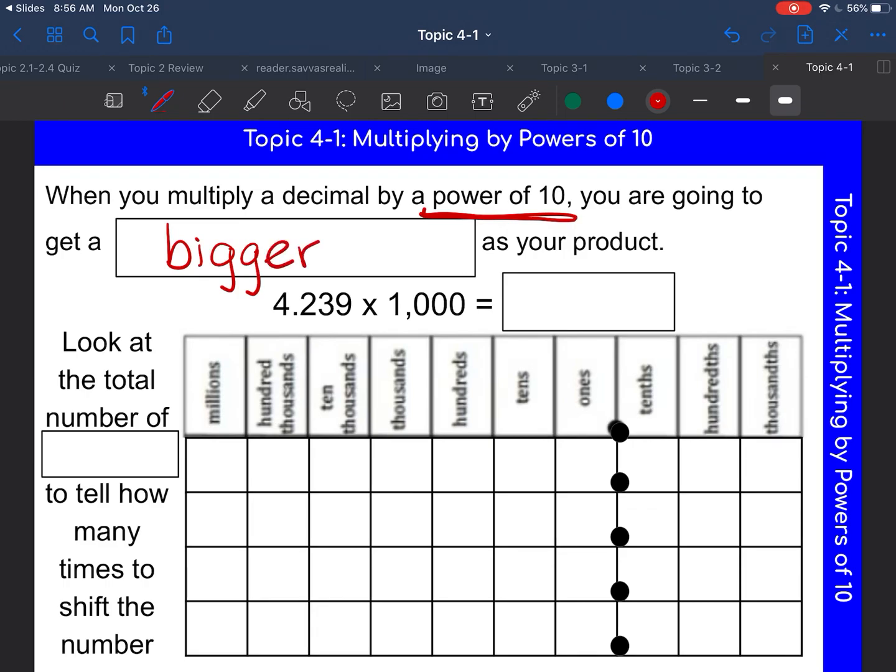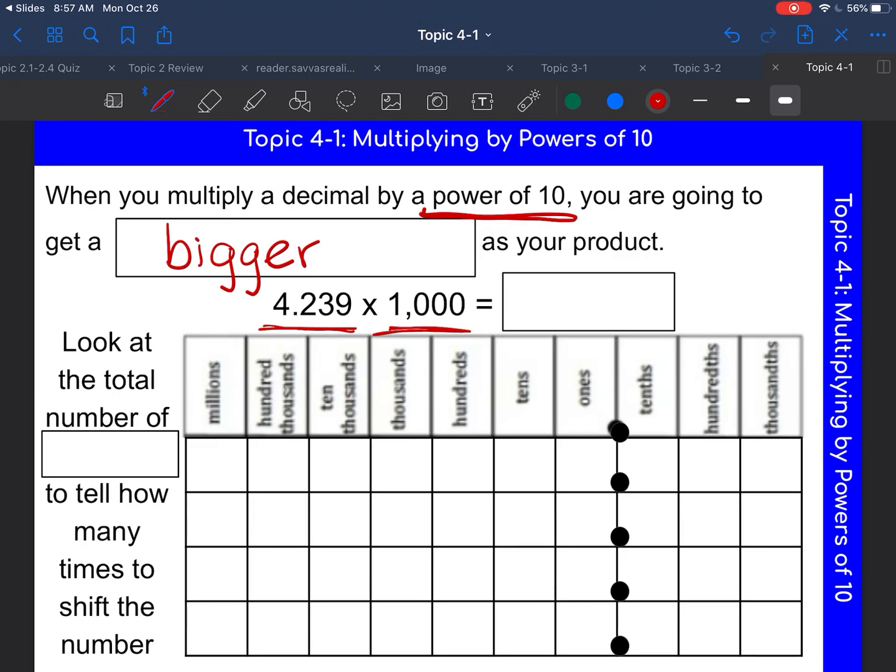Make sure you now have your new interactive notebook, and make sure you type that in your new interactive notebook page. So these two factors, 4 and 239 thousandths times 1,000, we know we're going to get a bigger number. The first thing we're going to do, I like to use these little templates to help me.